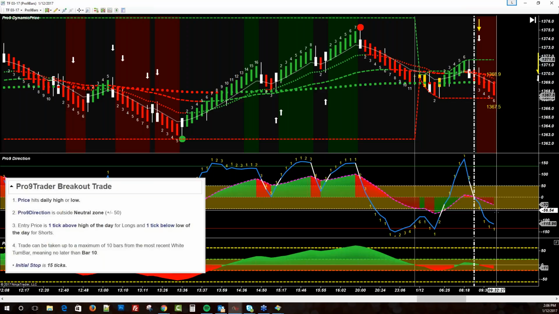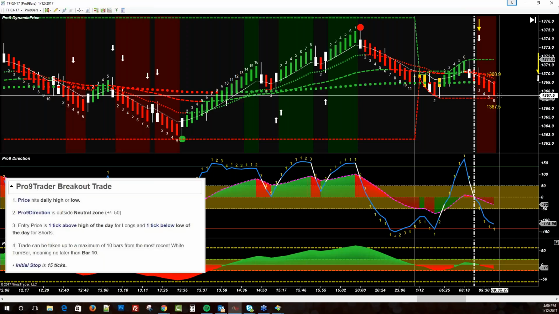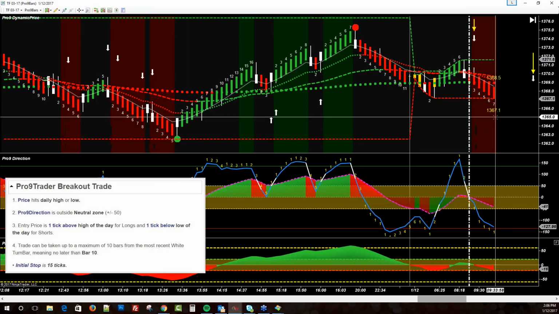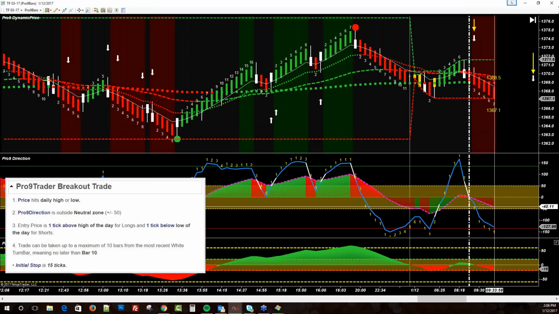And like our other trades, you can attempt a retracement if it's qualified. So I know by the close of bar 7, this direction histogram has to get outside of the neutral zone. In this case, it didn't quite get there, so I can't enter this as a breakout.